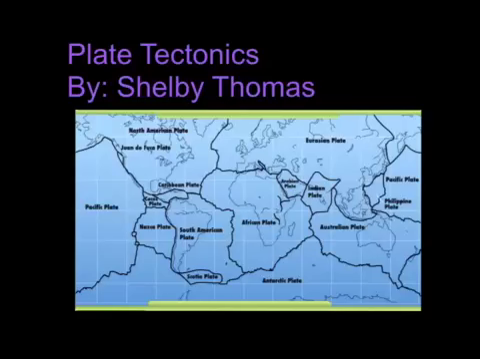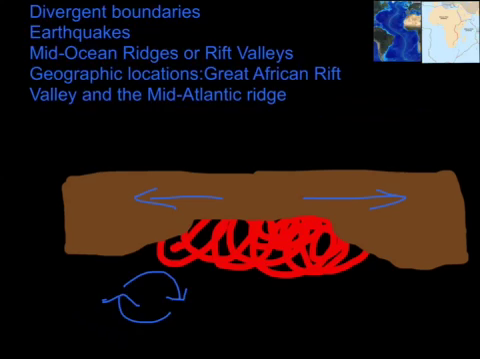Plate tectonics. Before we go into our first boundary, you need to understand convection currents, which is the way magma moves under the crust in a circular motion, which is the base of the tectonic plates and how they move and why they move like they move.